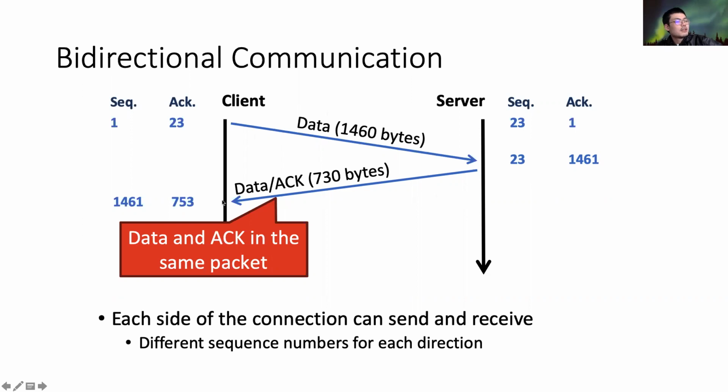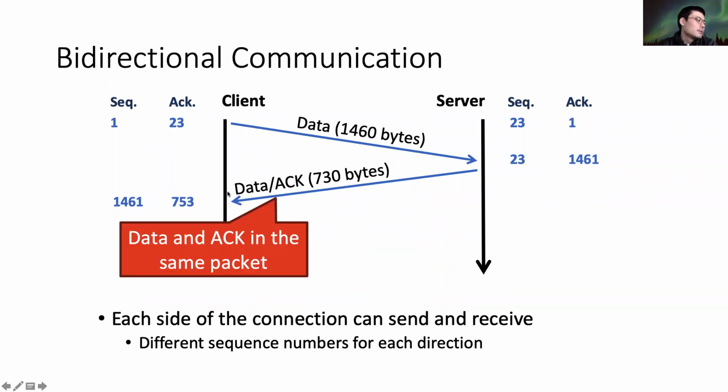But what if in the other direction, you send 730 bytes, right? If that happens, you need to add 23 with 730. It will give you 753. Okay? So you can see in this direction right now, the progress is to 753, while in the other direction, the next one should be 1461. Okay?